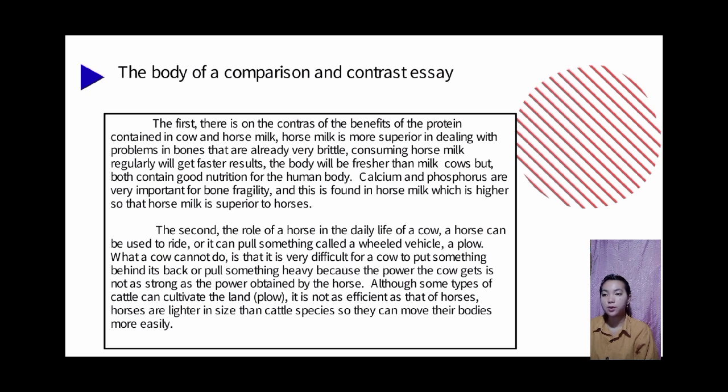The second, the role of a horse in daily life. A horse can be used to ride, or it can pull something called a wheeled vehicle, a plow. What a cow cannot do is carry something on its back or pull something heavy, because the power a cow has is not as strong as the power of a horse. Although some types of cattle can cultivate the fields, it is not as efficient as horses. Horses are lighter in size than cattle so they can move their bodies more easily.